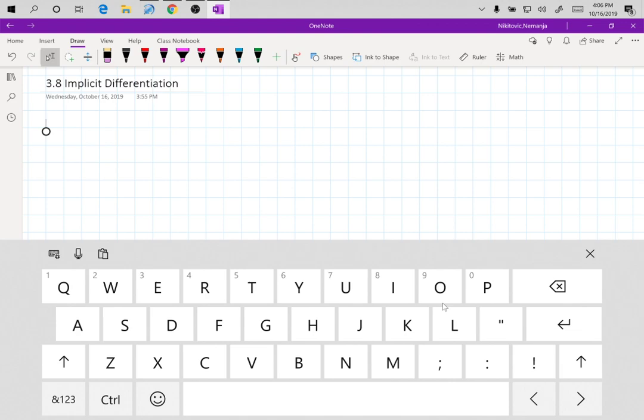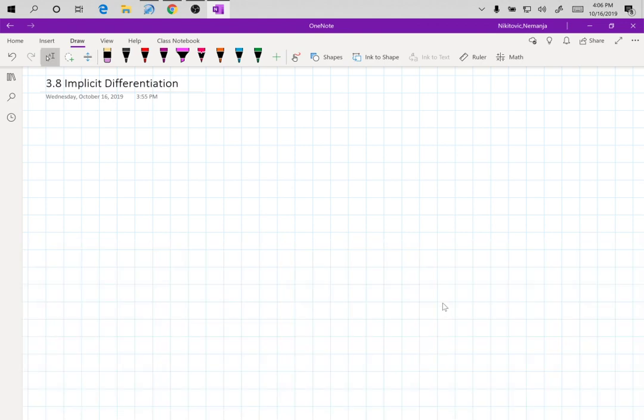Hello and welcome back to Calculus 1, section 3.8 on implicit differentiation. So this is another rule that we use. This time we are going to take the derivative of curves that are not functions. So before we dive into that, I'm just going to put a couple of these, I'd say, interesting things here.